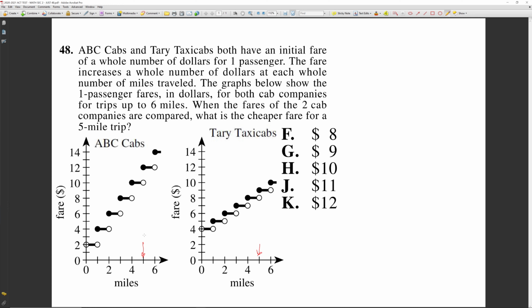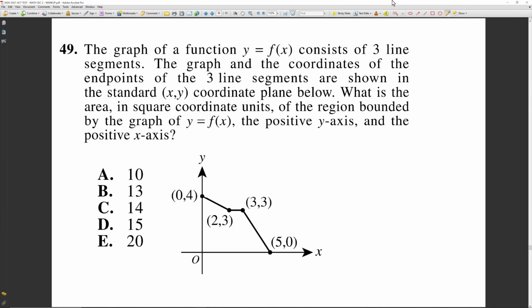So what you need to do is take your 5-mile trip and go straight up, go through the open circle and make a left turn at the closed circle. Same thing on this side, go through the open circle, make a right turn at the closed circle. So this is $9 and this is $12. So the cheaper fare is 9. So in reality, this is a 30-second problem. Excellent. Number 49. Okay, let's go to the end.